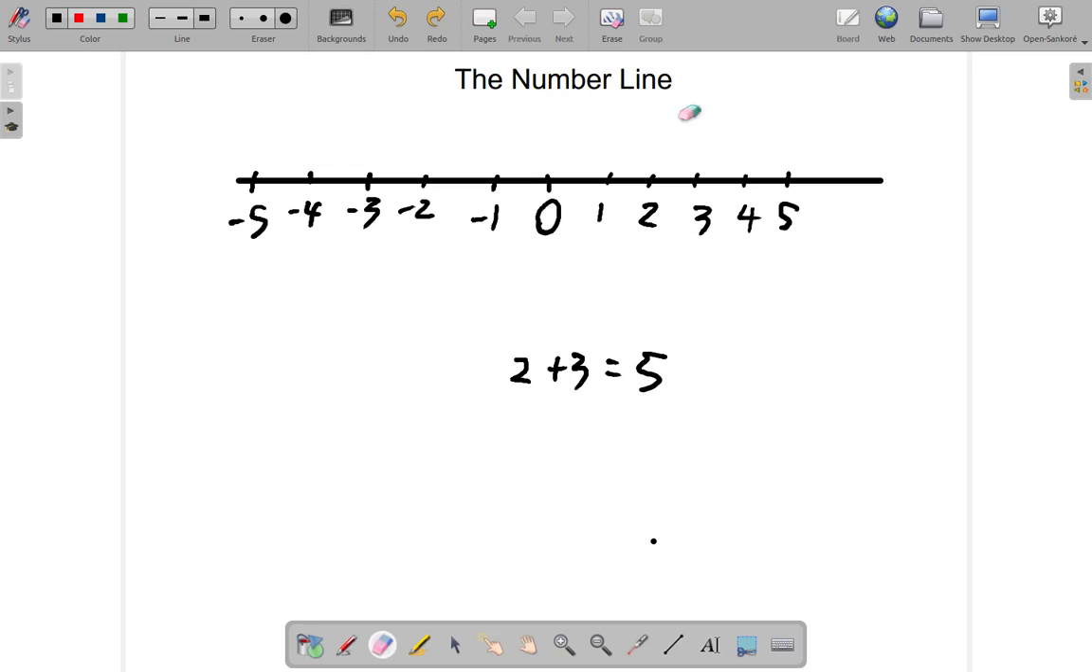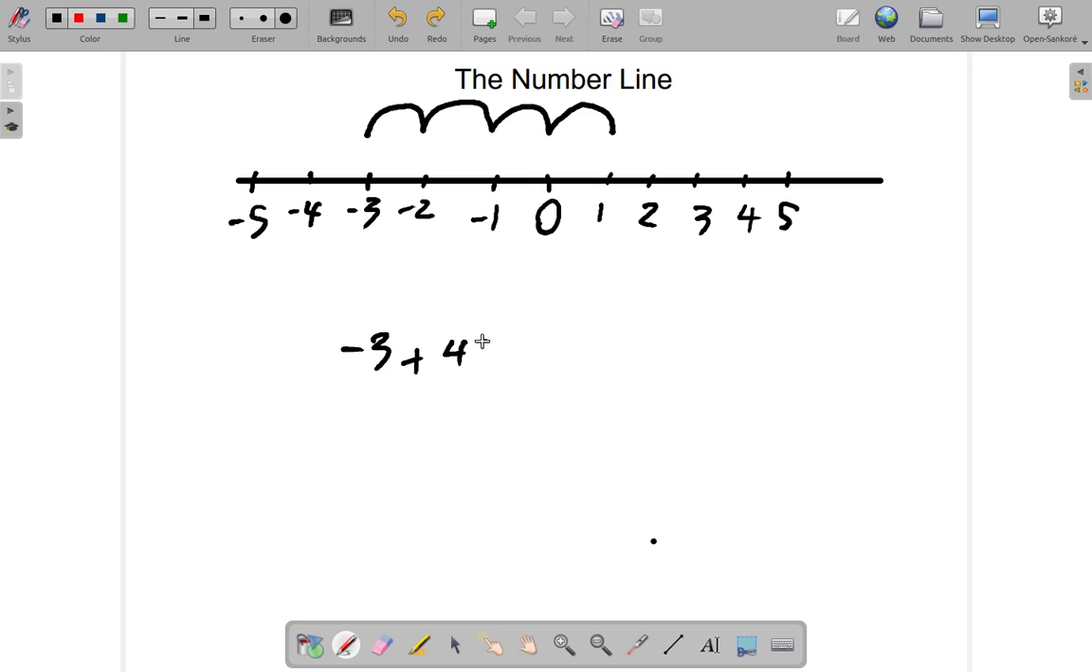Now, suppose I want negative 3 plus 4. I identify negative 3, and plus 4 means I move 4 places to the right. 1, 2, 3, 4, and I end up over 1. So negative 3 plus 4 is positive 1. Alright?